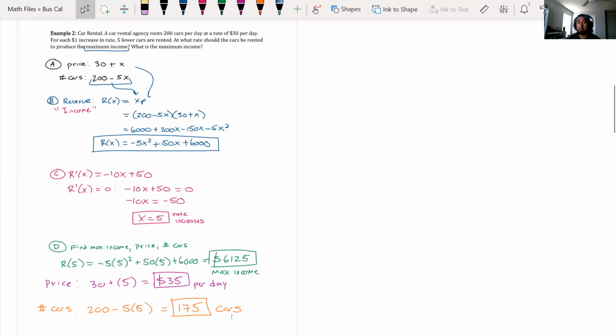Because if you left the price rate at 30 and they took 200 cars, like if you didn't increase the rate at all, well, 200 times 30 is 6,000. So you would lose out on that $125 extra of income. So if we just push the limit by $5, we'll make $125 more. Yeah, that makes sense, because then that's 25 fewer cars that are going to be in rotation being used.